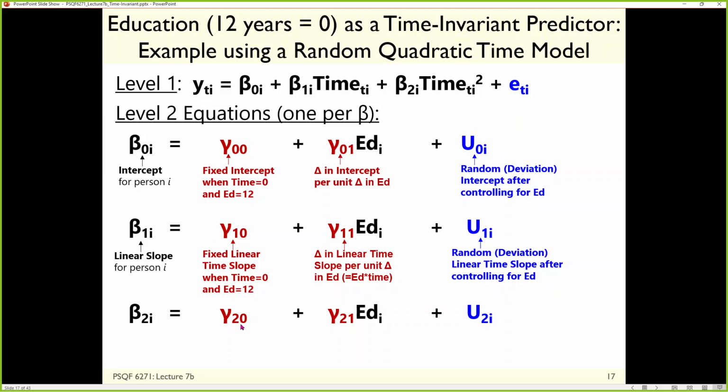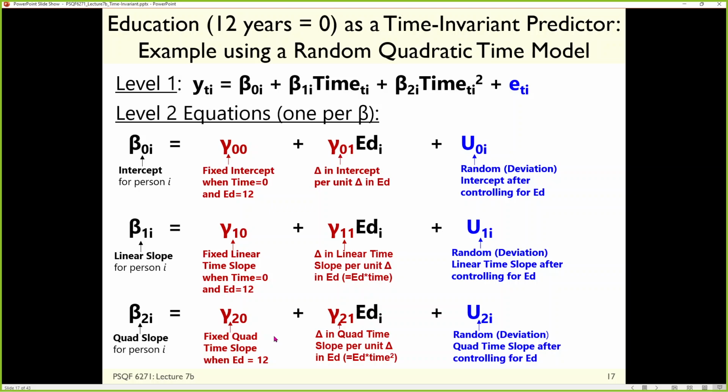That means gamma 20 is the main effect of quadratic time. And guess what gamma 21 is here? Yeah, I'm putting my mouse in front of it to block it from you. The difference in quadratic slope for each change in year of education. Yeah, it's the difference in the quadratic time slope per year of education, otherwise known as a three-way interaction. Oh, because time squared. Time squared, yep. I tried to warn you.